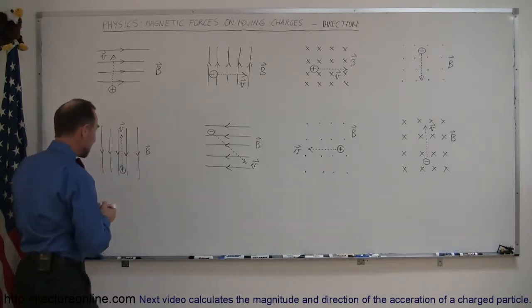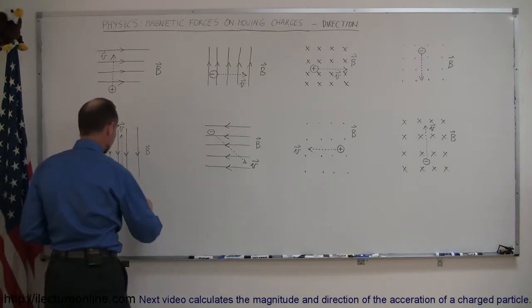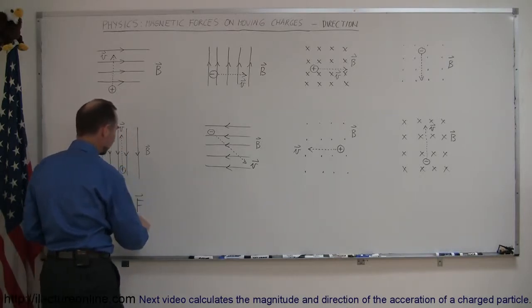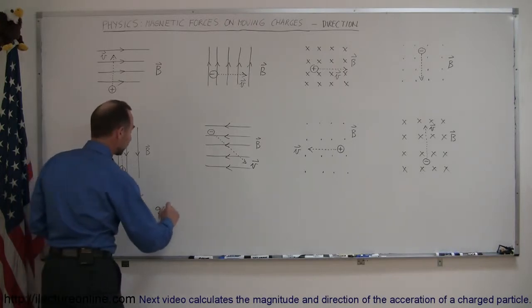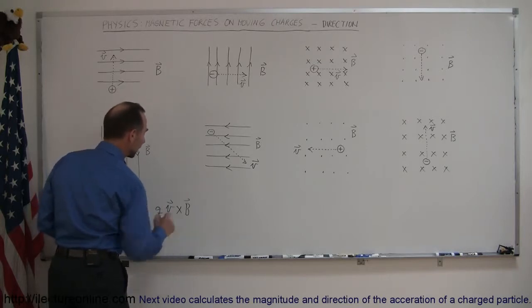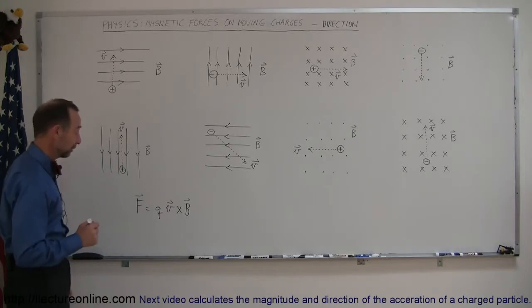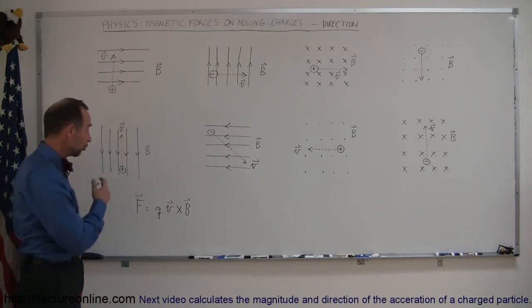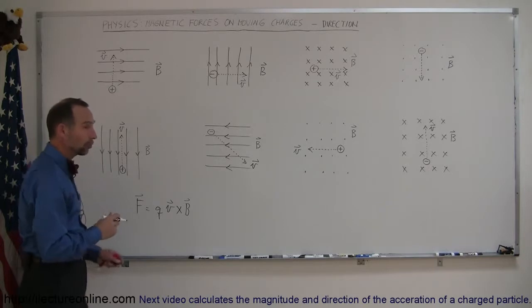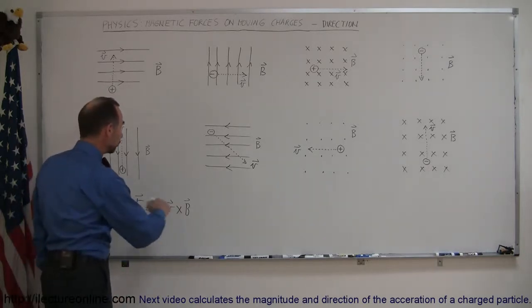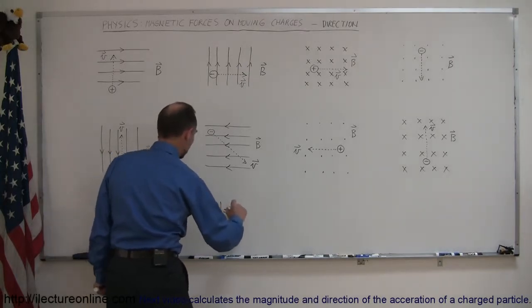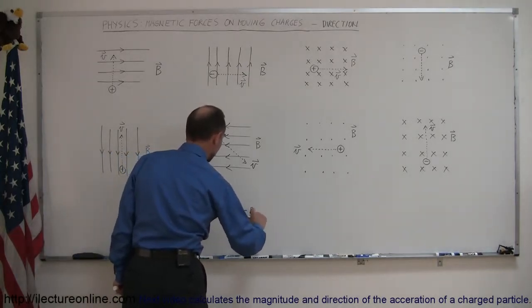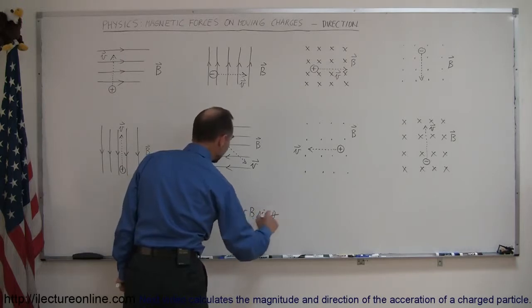Remembering, of course, that the magnitude of the force can be found by taking the equation that the force on a moving charge is equal to the size of the charge Q times the cross product of the velocity of the charge and the magnetic field B. So force is Q V cross B, and when we want to find the magnitude of V cross B, this can be written as the magnitude of the force is equal to Q times V times B times the sine of the angle between them.